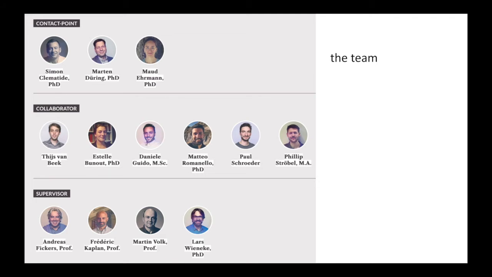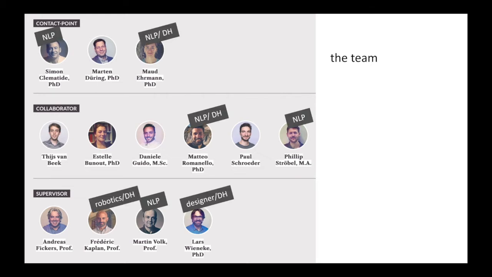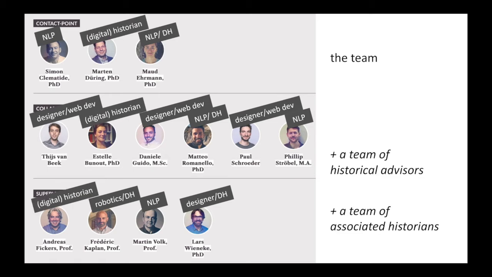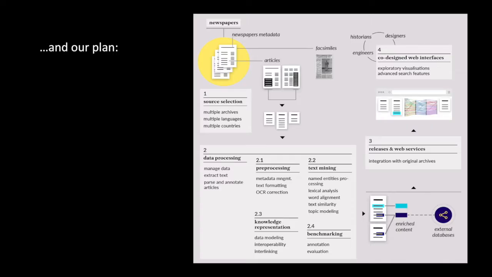The Impresso team is composed of people with various backgrounds, with people coming from NLP or digital humanities, people who are specialists of design and web development, and naturally, historians. We also team up with a historical advisor and several associated historians. So this was the team, and here is our plan.